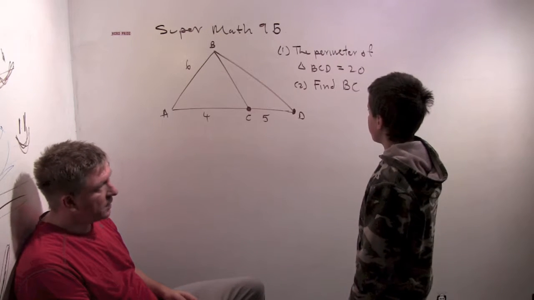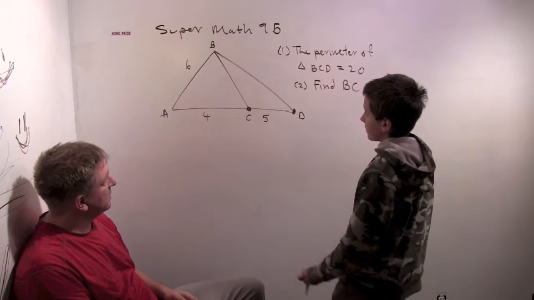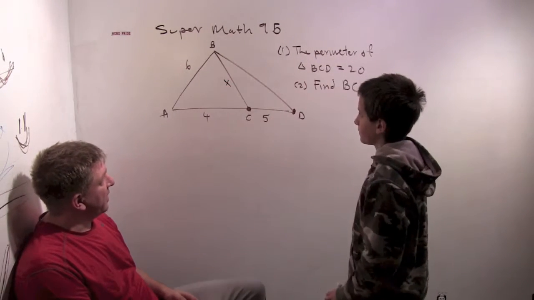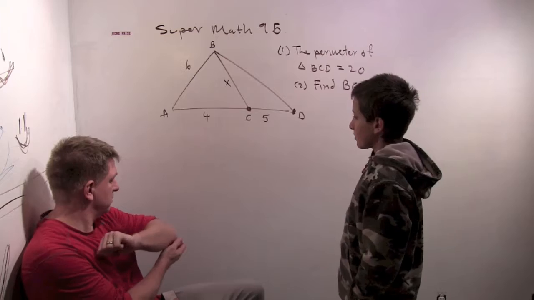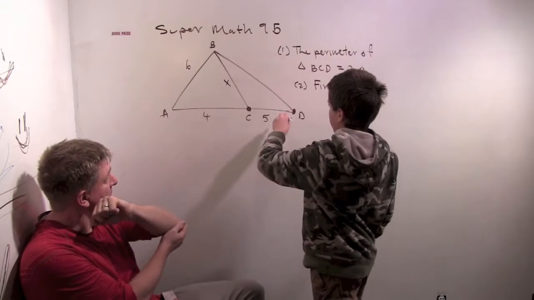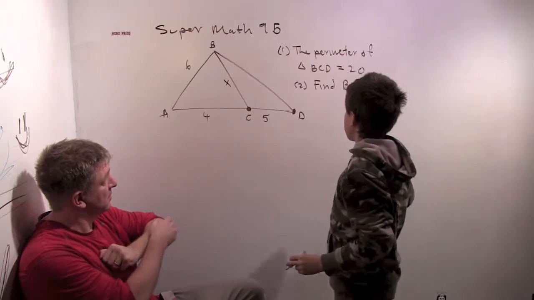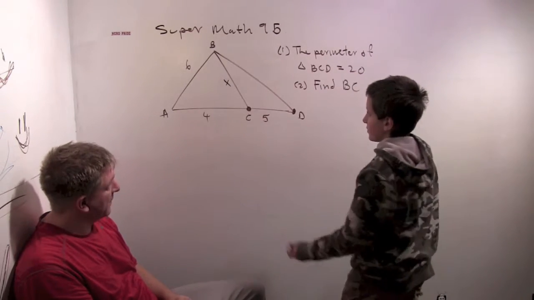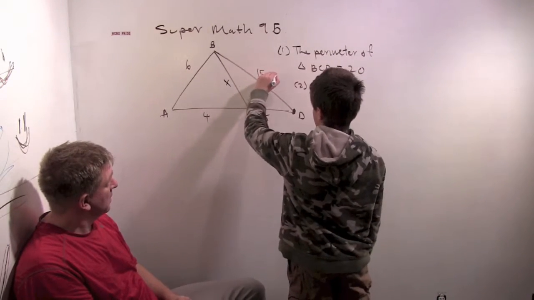I'm going to label a bit more. Since we're trying to find BC, I'll call that X. Okay? Good to label what you're trying to find. And this side is 20 minus 5 minus X, because it's the perimeter minus those two sides, which is the same as 15 minus X.